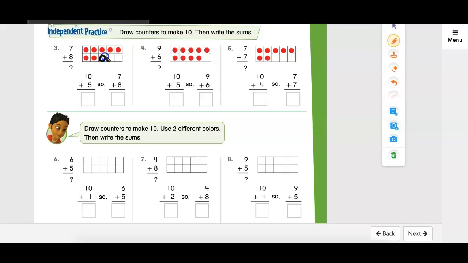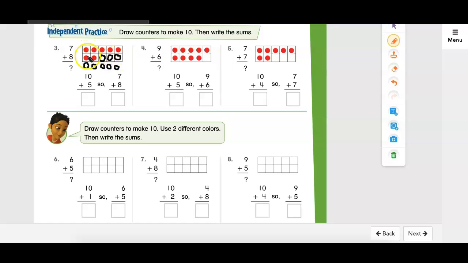So we're going to draw 1, 2, make sure you're doing this on your paper too, 3, 4, 5, 6, 7, 8.